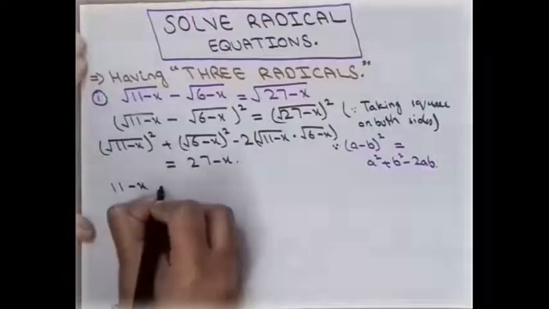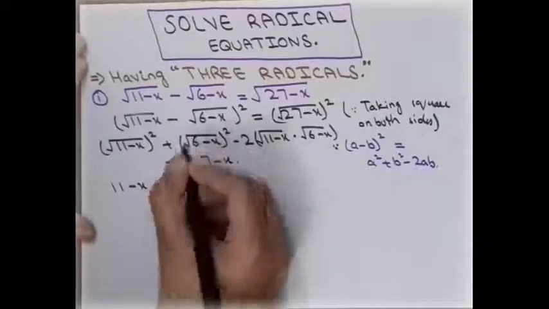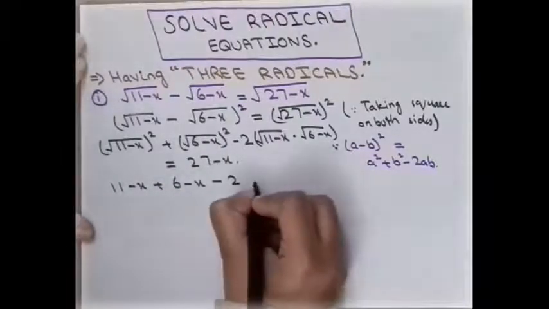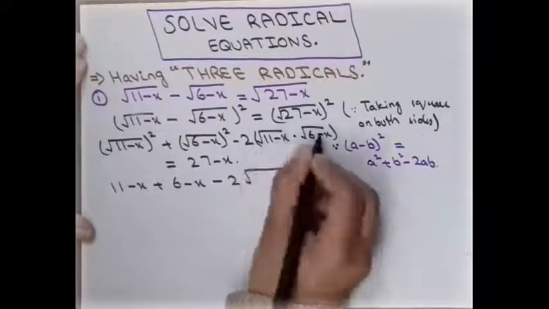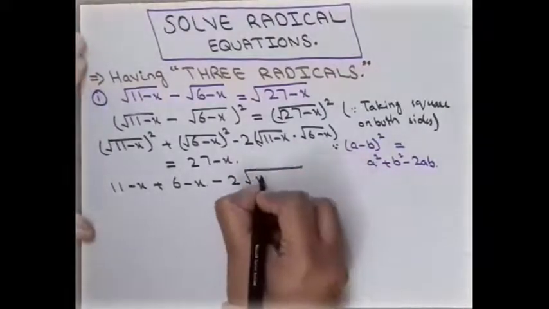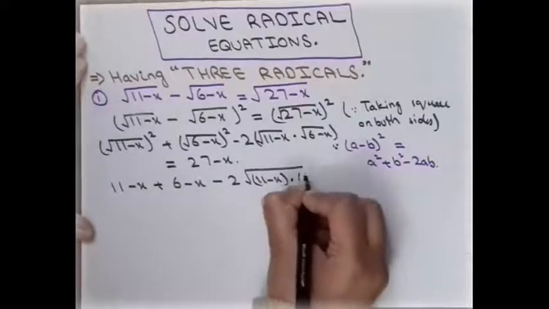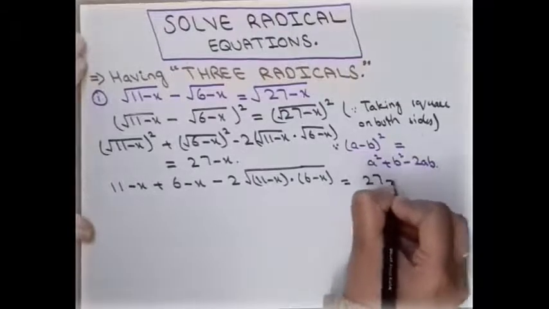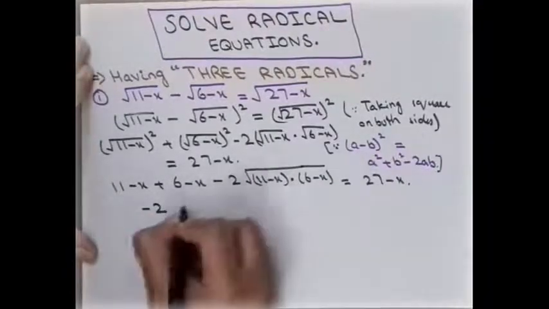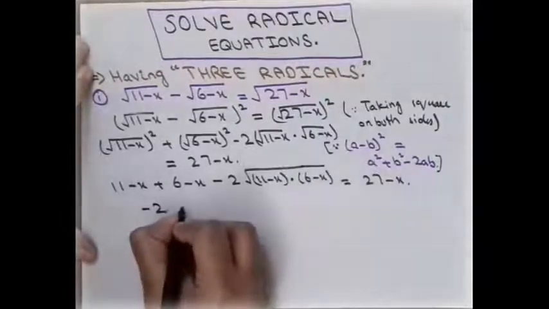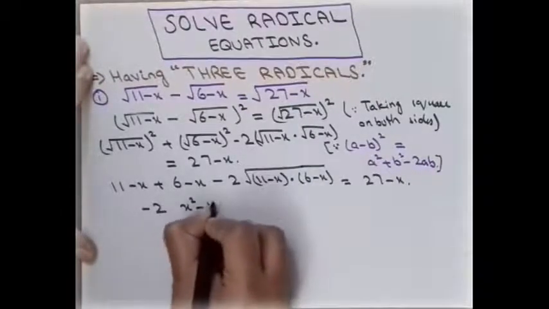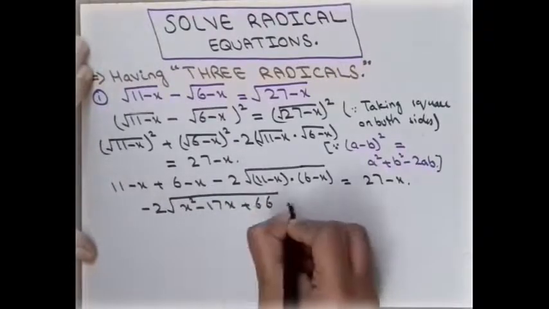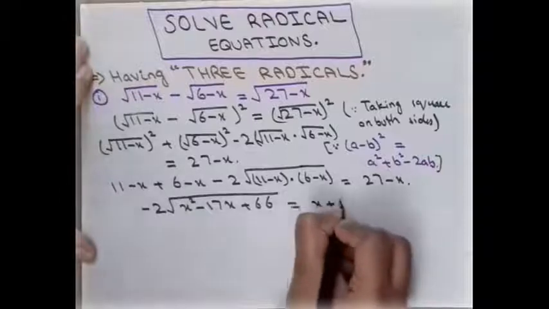11 − x plus this square can also cancel out with this square root, so we are left with this term. As these two terms are in square roots, we can write them as a product: 6 − x equals 27 minus 2, and multiply these two factors. We have √(x² − 17x + 66) equals x + 10.